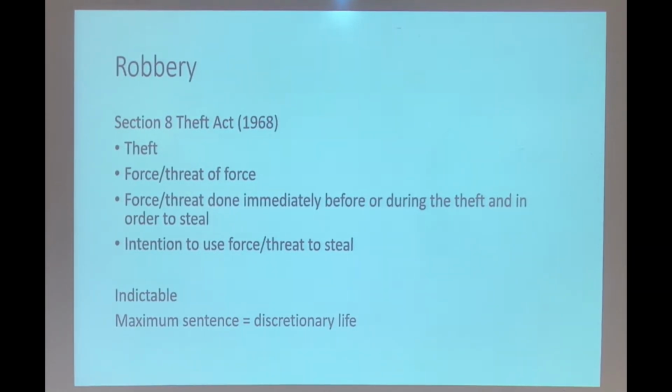Robbery is defined in section 8 of the Theft Act 1968, very similar to theft, actually comes directly after theft because we know theft is sections 1 to 7. And it sets robbery out as requiring several different parts, and the definition is essentially requires a completed theft to have occurred. The defendant must have used force or a threat of force, and that force or threat of force must have been done immediately before or during the theft and in order to steal, and the defendant must have the intention to use force or the threat of force to steal as well.